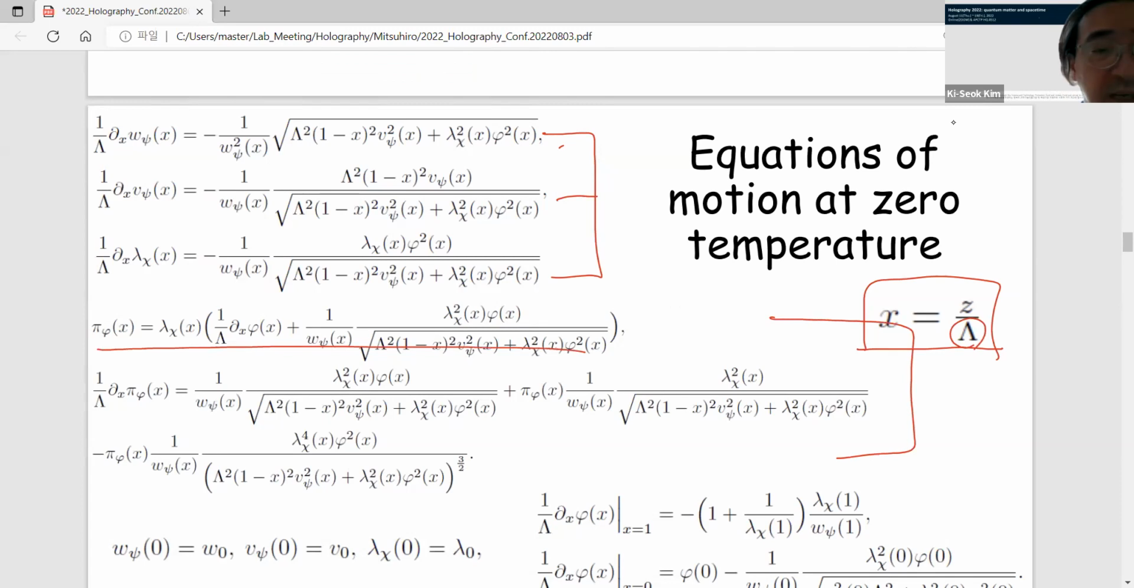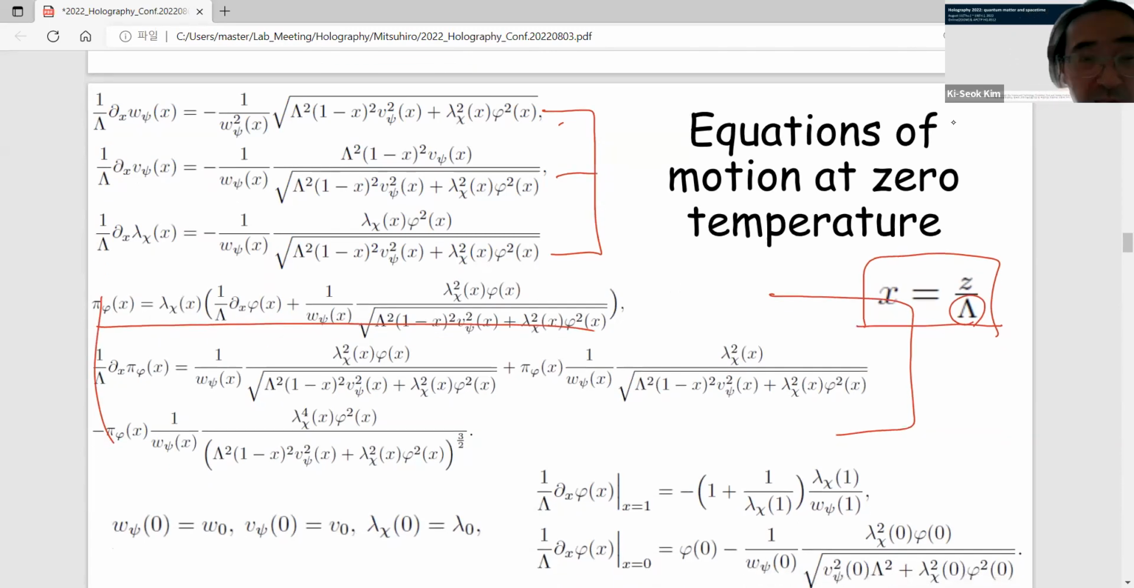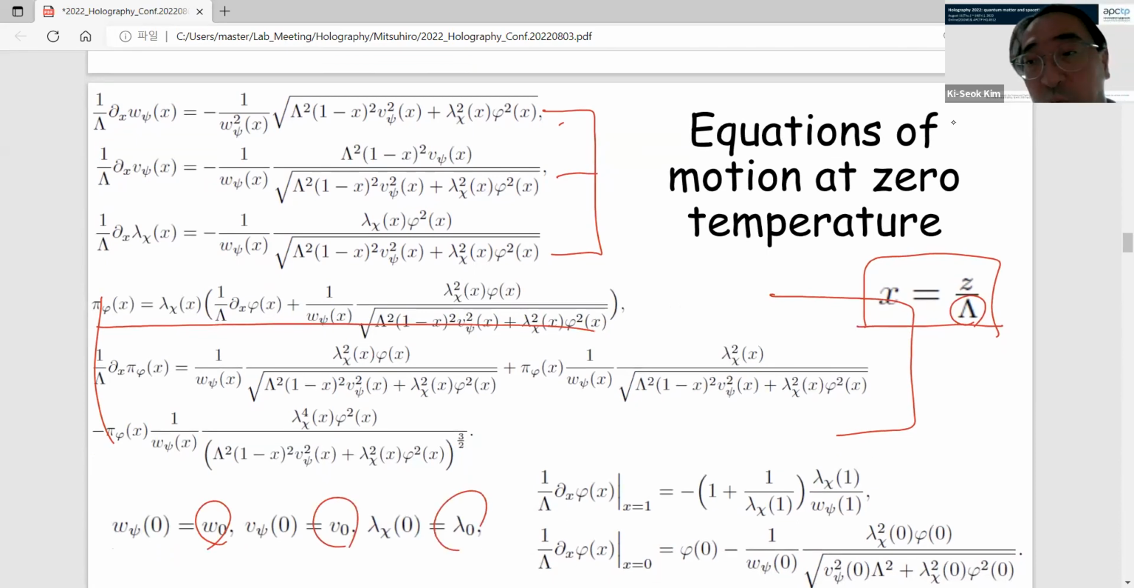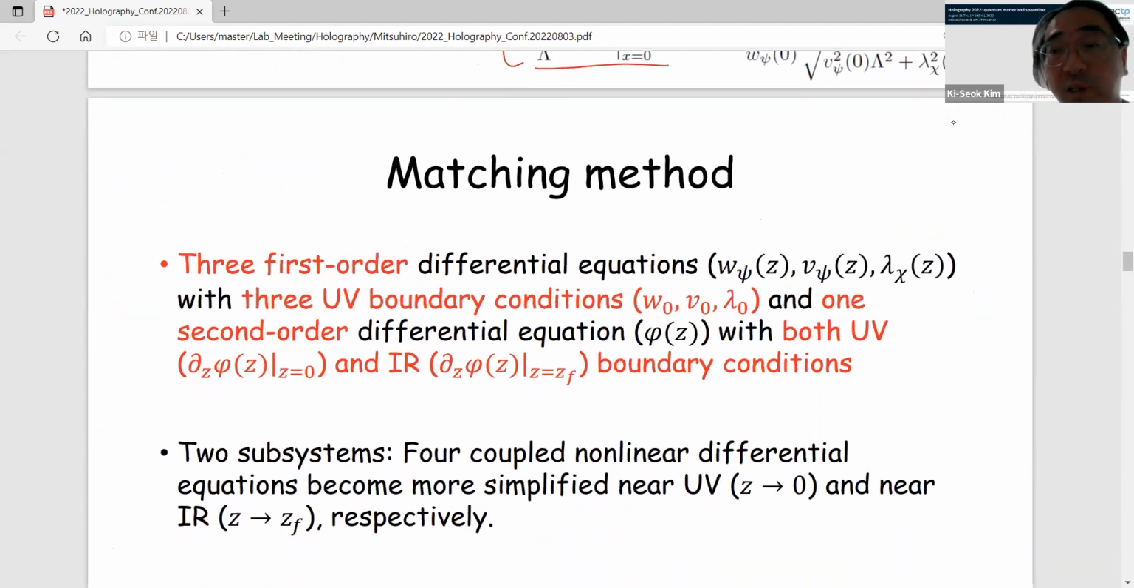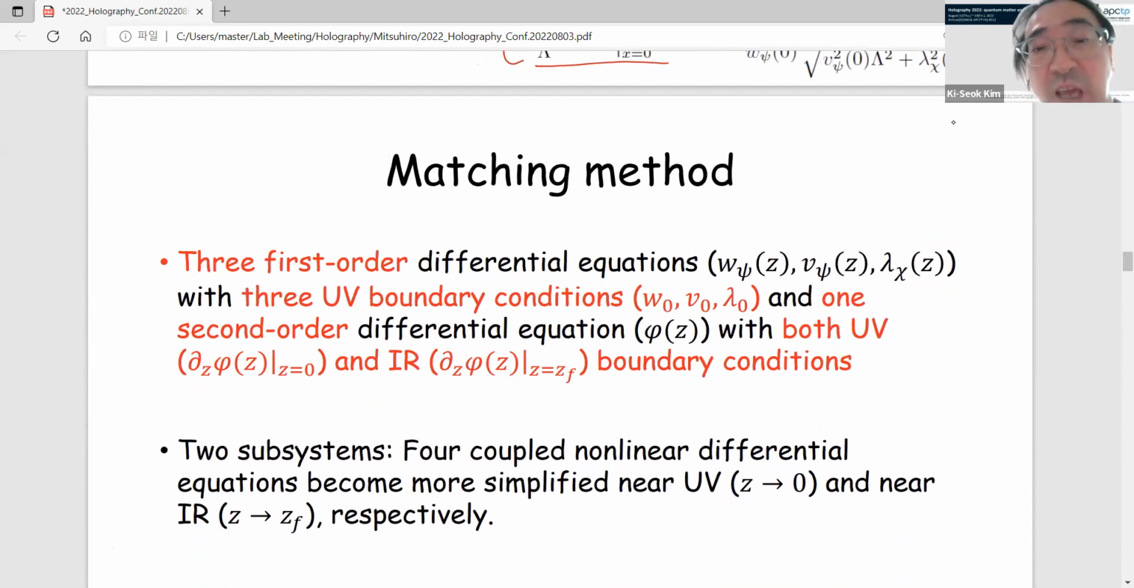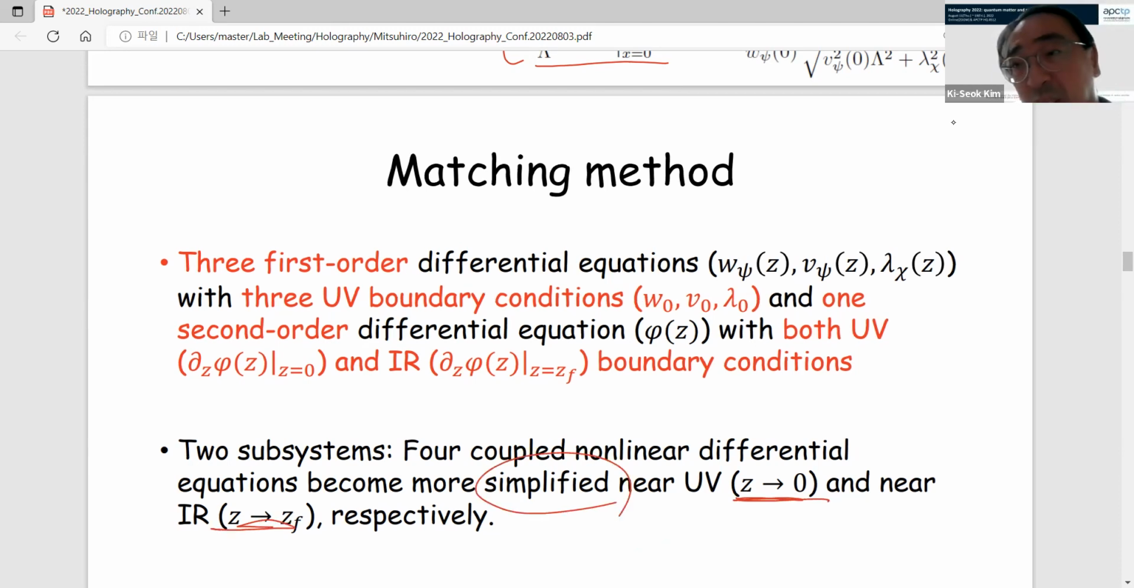This is the second order differential equation for the chiral symmetry breaking field. Then there is the UV boundary condition, which defines the theory at UV, and the UV and IR boundary conditions, which can also be derived from the effective action. But it's impossible to solve this directly. From this part, Yoon-Seok solved everything using the matching method. We have three first order differential equations and three UV boundary conditions, and one second order differential equation for the chiral symmetry breaking field with both UV and IR boundary conditions. We divide these differential equations into two subsystems: four coupled nonlinear differential equations at UV and IR. In each region they become simplified, but are still nonlinear and highly intertwined.